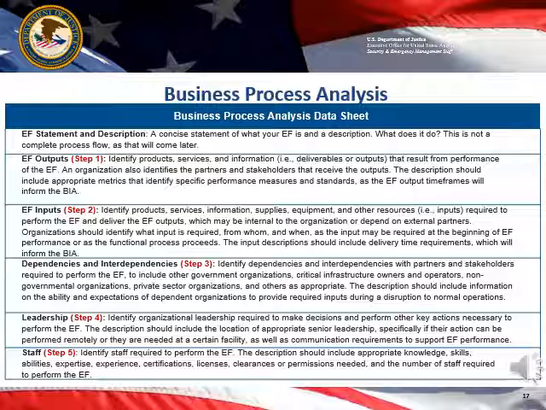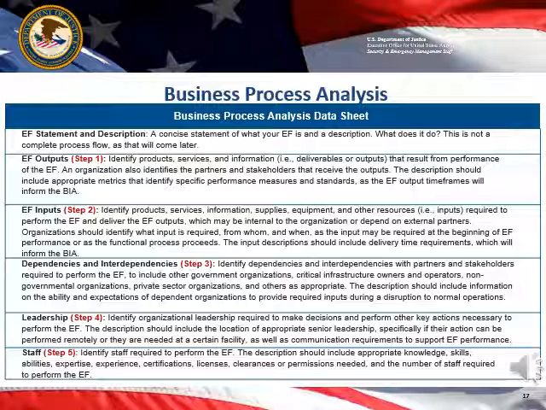Step 2 identifies products, services, information, supplies, equipment, and other resources required to perform the mission essential function and deliver mission essential function outputs, internal to the organization or dependent on external partners. Organizations must identify what input is required, from whom, and when, as the information may be required at the beginning of mission essential function performance or as the functional process proceeds. The inputs description must include delivery time requirements, which will inform the business impact analysis.